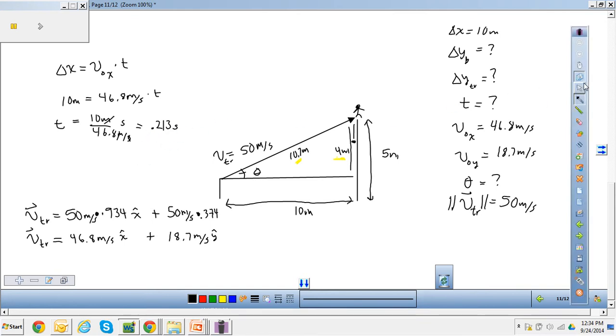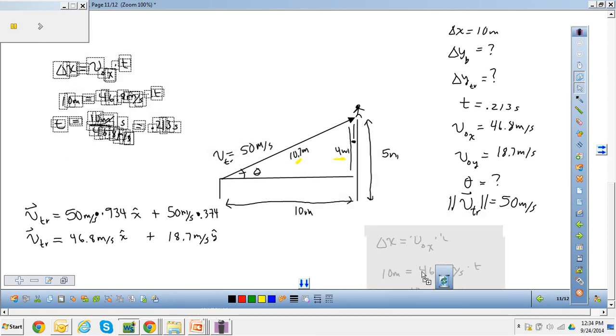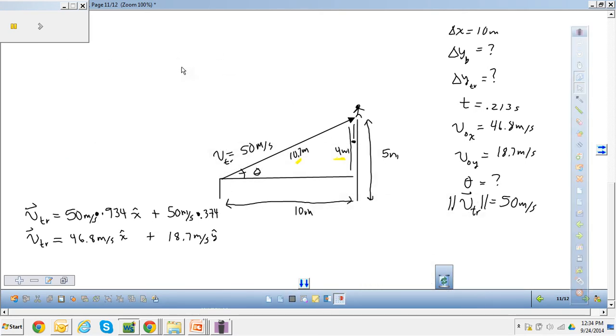So, check it out. We got another thing over here. We're narrowing them down. 0.213 seconds. Well, guess what? Now, can we find out how far the banana falls in that time? We can. What equation do we use? You don't know?